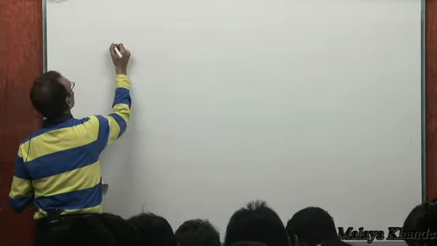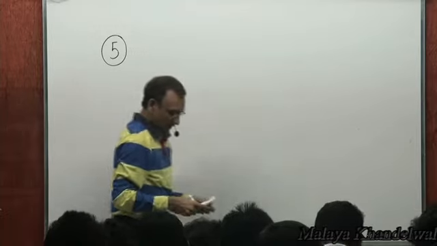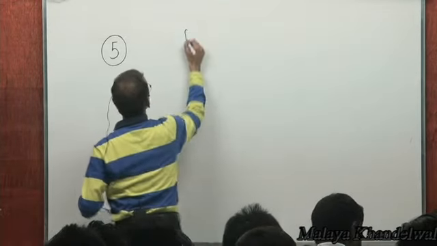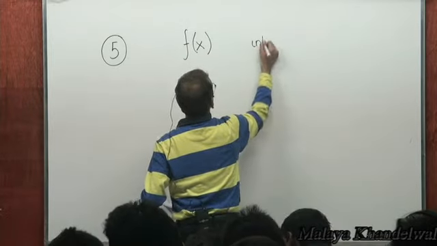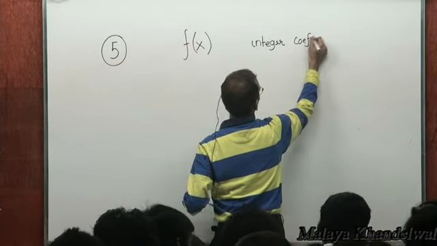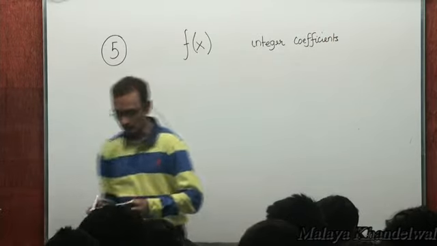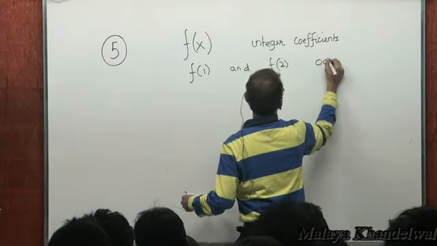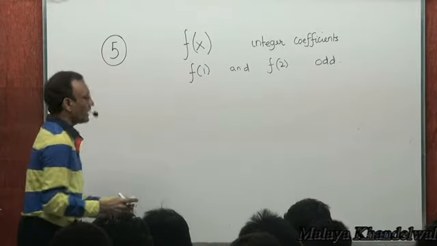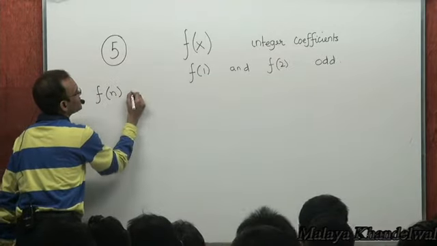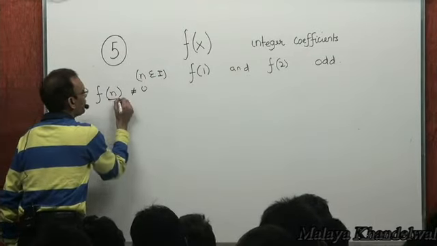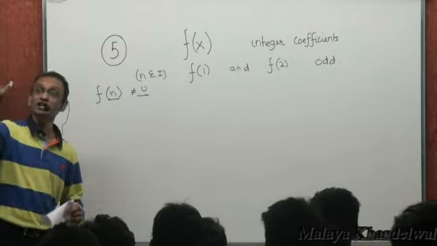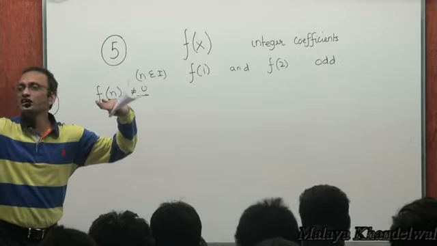Number 5. f(x) is a polynomial with integer coefficients. It's given that f(1) and f(2) are odd integers, right? And f(x) does not become 0 for any integer n. If n is an integer, then f(n) cannot be 0. That means f(x) has no integer roots. You know what I'm saying? It will not become 0 for an integer value of x. f of an integer is not 0. f(x) has no integer roots, right?